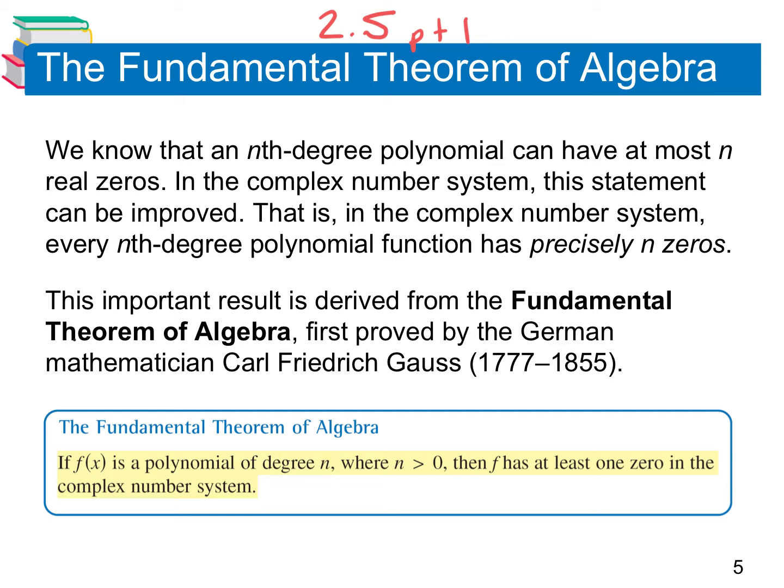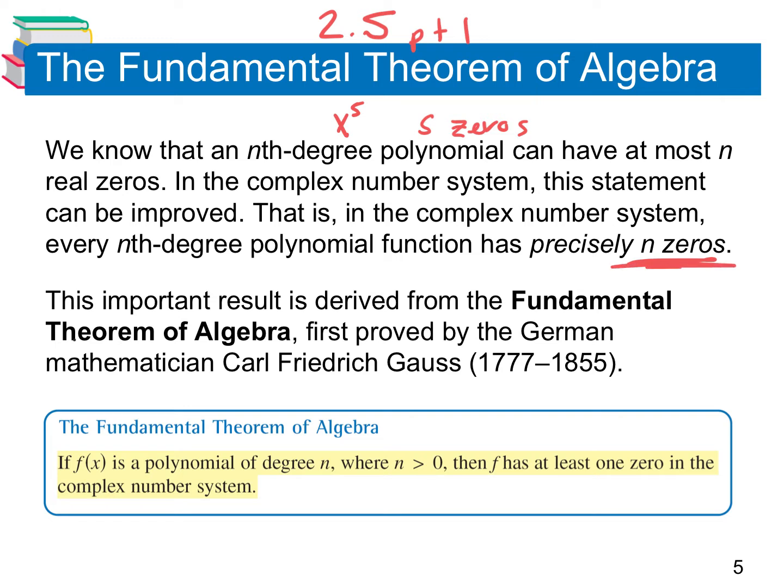We know that an nth degree polynomial can have at most n real zeros. So that is like when we had x to the 5th power, we could have 5 zeros for answers. In the complex number system, this statement can be improved. That is, in the complex number system, every nth degree polynomial function has precisely n zeros.